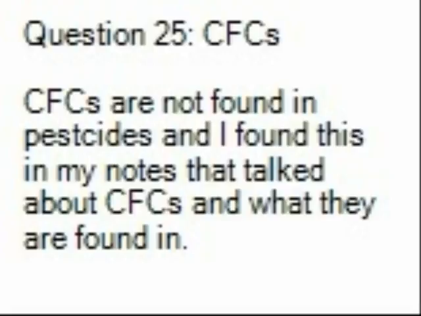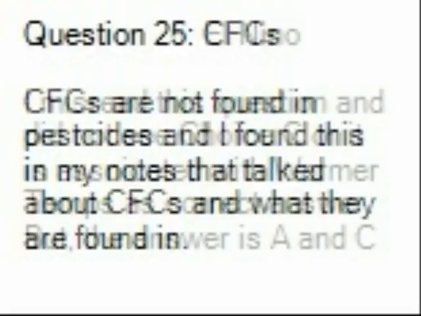Question 25 was about CFCs. I thought that I had written down in my notes that CFCs were in pesticides, but they are not. I misread my notes, I guess.